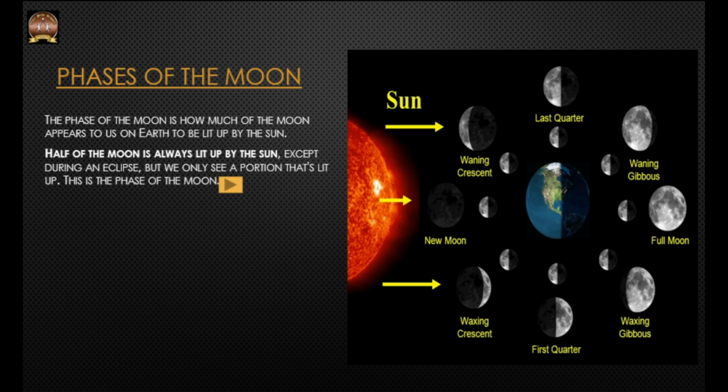Now remember that one half of the Moon is always lit up by the sun except during a lunar eclipse, but we only see a portion of it that's lit up. When the Moon is on the same side of the Earth as the sun, we cannot see it. This is because the illuminated side of the lunar surface is facing away from us and only the shadow side is visible. This phase is called the new moon phase, where we do not see the moon at all. And this happens on the day side of the Earth.